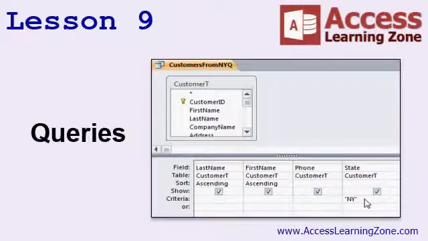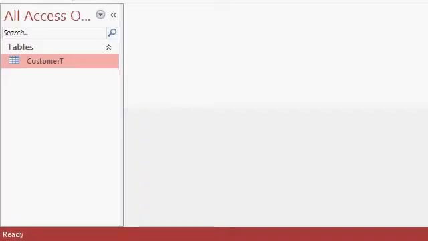In Lesson 9, we're going to learn how to build a query, apply a multi-field sort to the query, and a criteria filter. In this lesson, we have the same mission that we had in the last lesson. The boss wants to see a list of all the customers from New York sorted by last name. More importantly, I want to create a query to do this so I can pull it up at a moment's notice at any time in the future without having to redo all the steps.